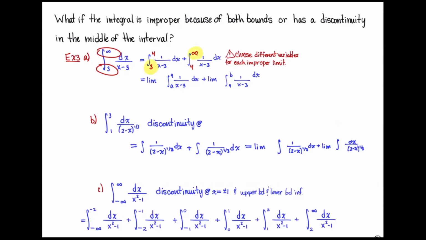For the first integral, we would say that this is equal to the limit as a approaches 3 from the right, because we're on the interval from 3 to 4, of the integral from a to 4, plus the limit as b approaches infinity of the integral from 4 to b.